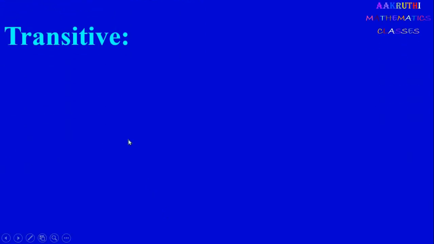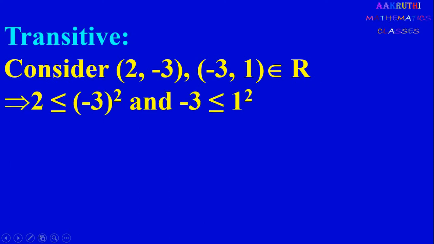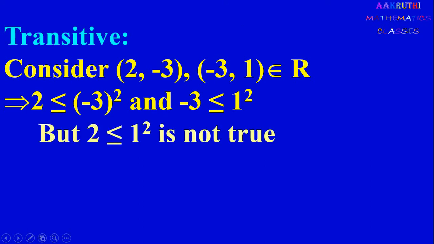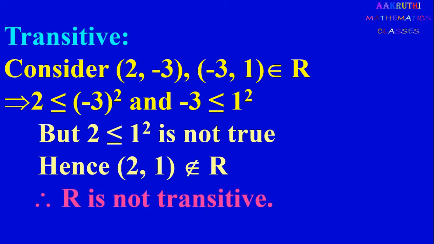So next, transitive. Now we consider here (2, -3) and (-3, 1) belongs to R. So then 2 is less than or equal to 9, and -3 less than or equal to 1, it is true. Now we check (2, 1). We have to check whether (2, 1) belongs to R or not. Since 2 less than or equal to 1 square is not true, (2, 1) does not belong to R. So here (2, -3) and (-3, 1) belong to R but (2, 1) does not belong to R. Therefore this relation is not transitive.